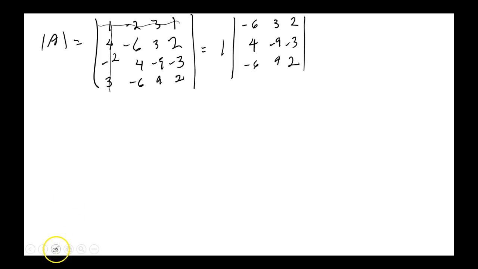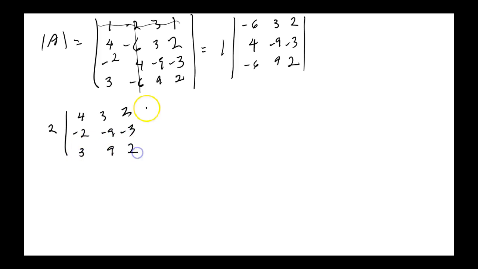Okay, what I'm going to do here is wipe out this construction line because we don't need that anymore. We will go to the next one, which is 2, negative 2. But what's its position? It's a negative position, so that makes it a positive 2. And then you wipe out that row or column, and what do you have left? 4, 3, 2. Negative 2, negative 9, negative 3, and 3, 9, 2.